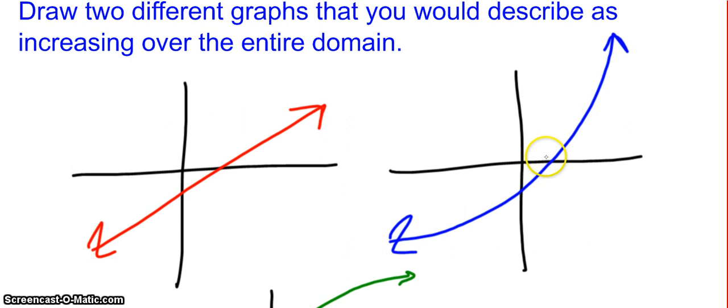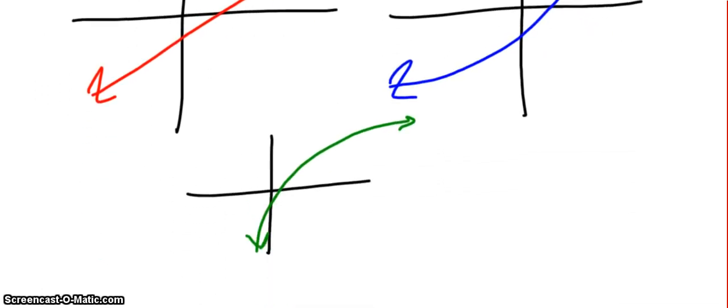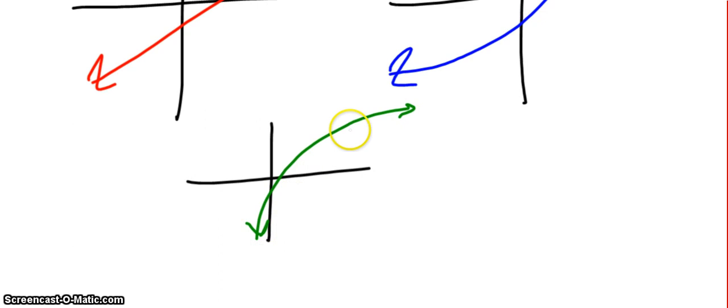The second one here, we haven't talked about this yet in this class, but this is what we call an exponential function, or that's what it's supposed to kind of look like. But anyway, again, it's increasing the entire time. And then the third one here is kind of like what is called a log function, which again we have not done in this class, but it's a curve that is increasing the entire time.